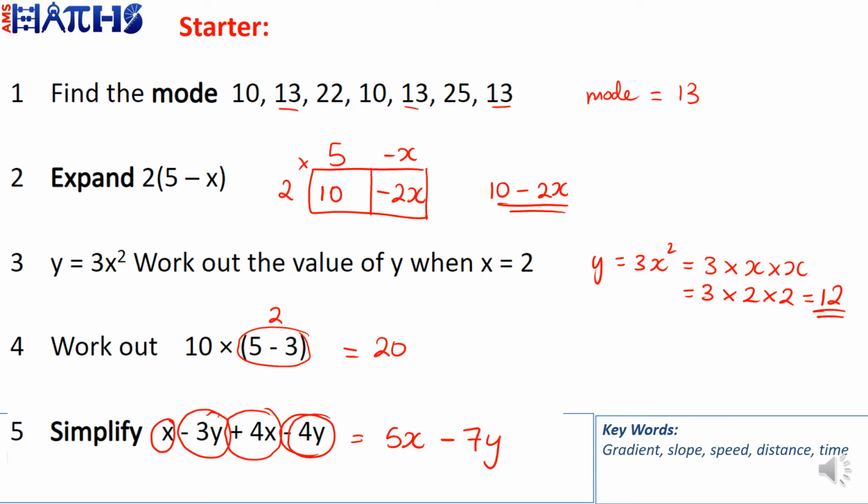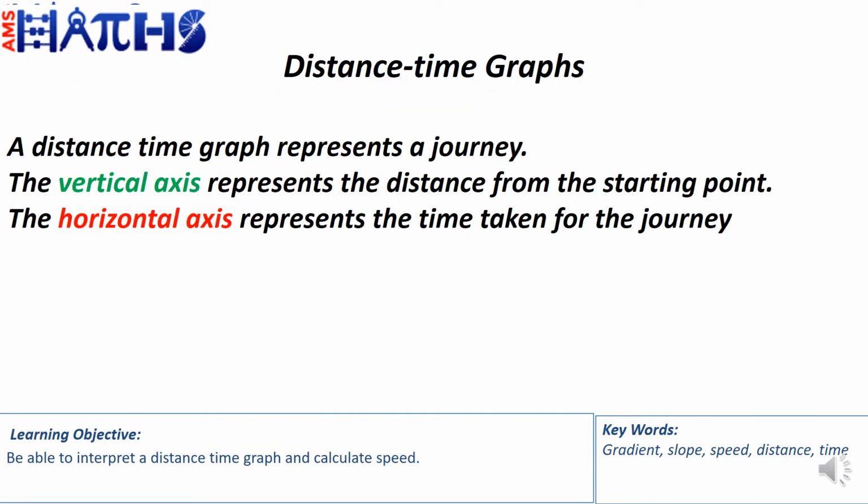All right, let us move on to the lesson. Distance time graphs. So what is a distance time graph? A distance time graph represents a journey. The vertical axis, that's our y-axis, will represent the distance from a starting point, and the horizontal axis represents the time taken for the journey.